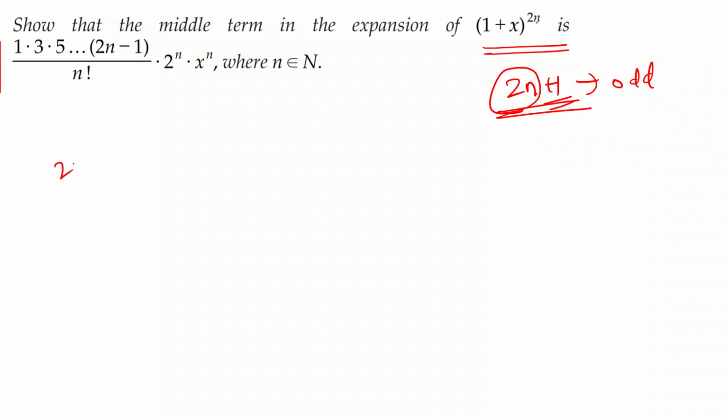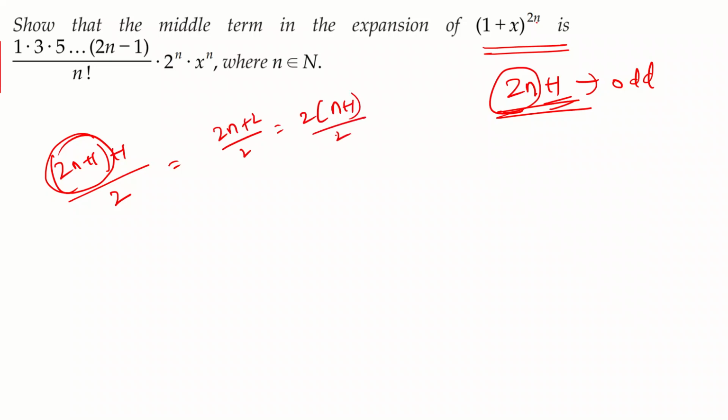And what is that middle term? 2n plus 1, this is my number of terms, plus 1 divided by 2. This will be the rank of my middle term, because there are 2n plus 1 terms now. Don't put as n. Now I am having 2n plus 1 terms. So instead of n, you put 2n plus 1. So it is 2n plus 2 by 2, which is 2 common, n plus 1 by 2. 2 and 2 cancels out. N plus 1. So I have to find out Tn plus 1, and that will be my middle term.